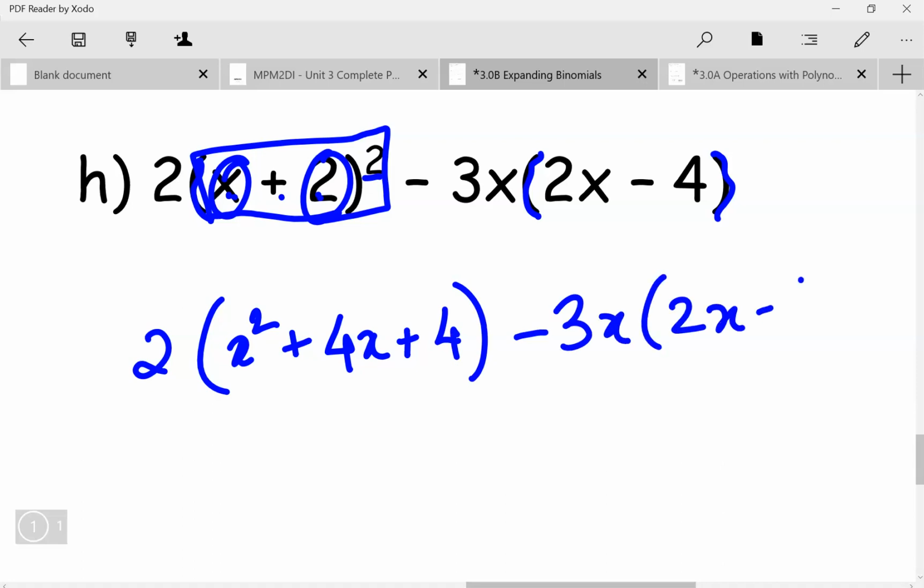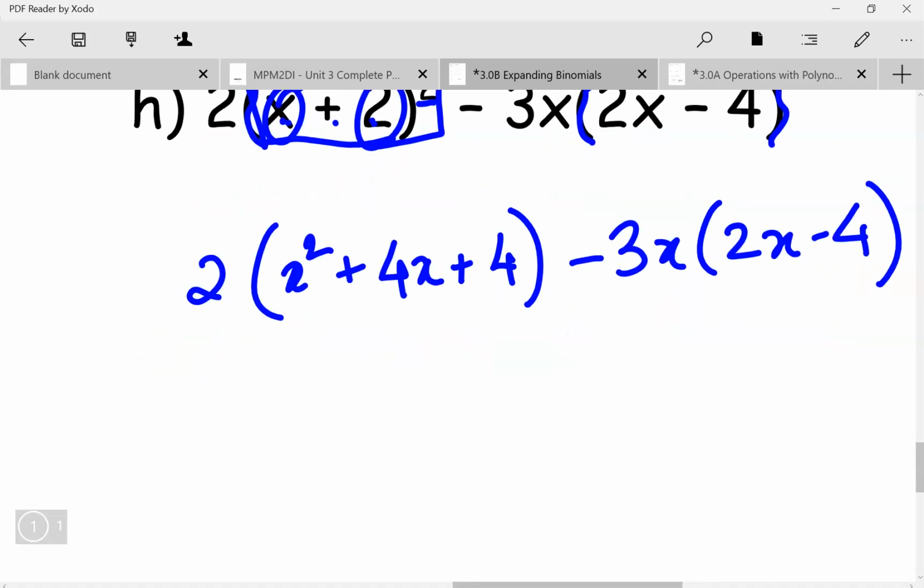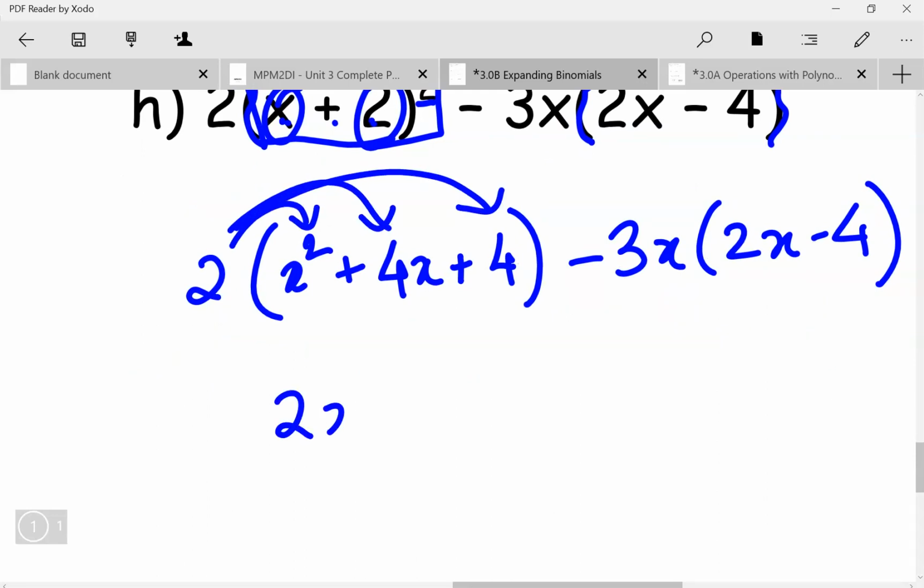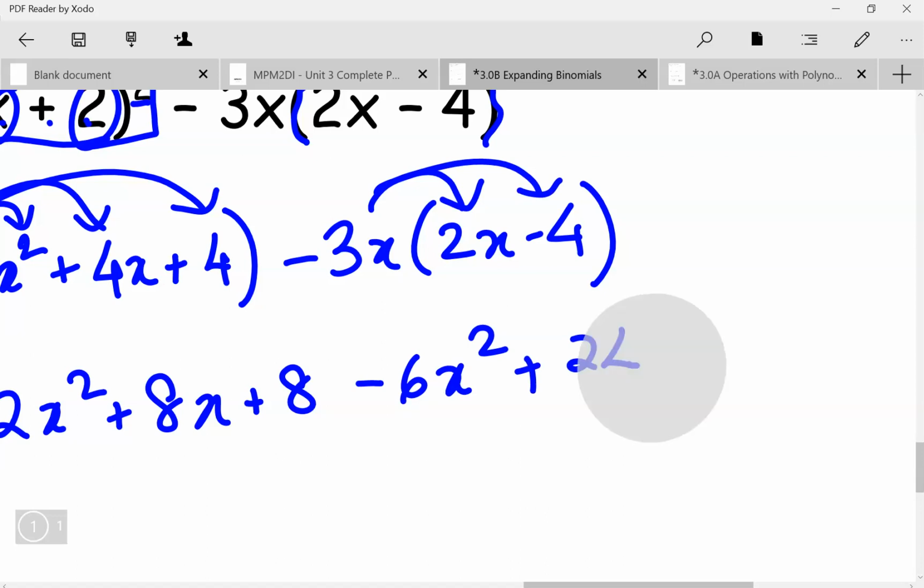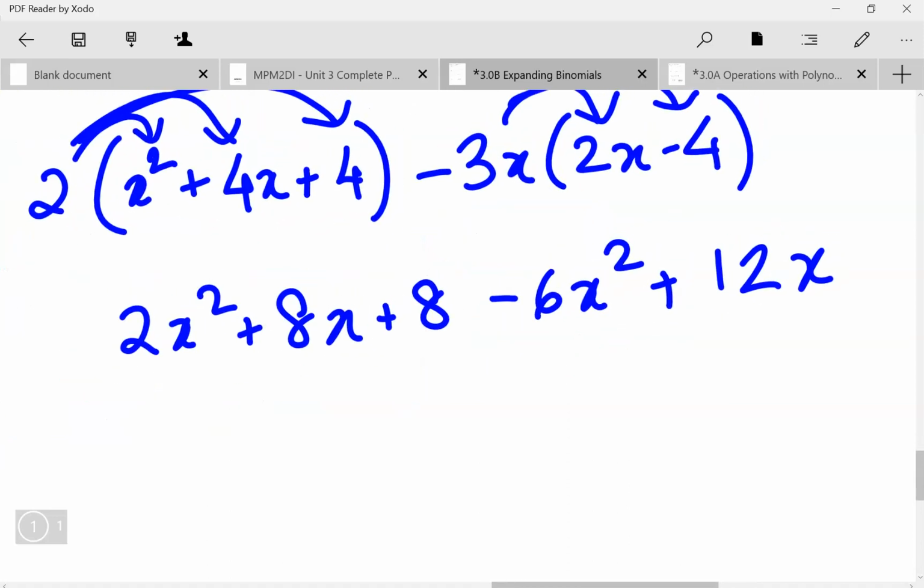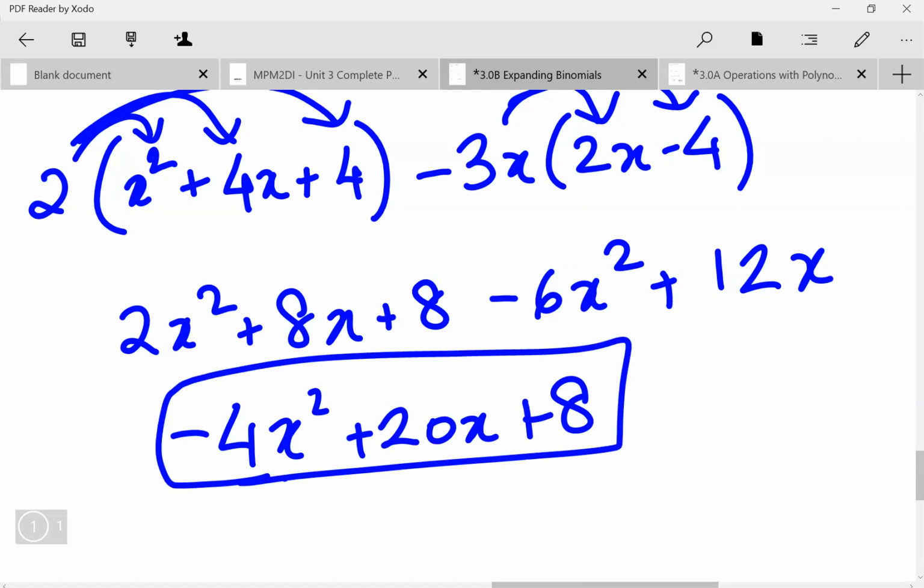I'm still going to write out all the rest of it. Now I do multiplication. Multiplication inside the brackets goes first, distributive property: 2x squared plus 8x plus 8. I still have negative 3x times 2x is negative 6x squared plus 24x, plus 12. And I'm going to just add all the like terms, and that should hopefully give us this answer.